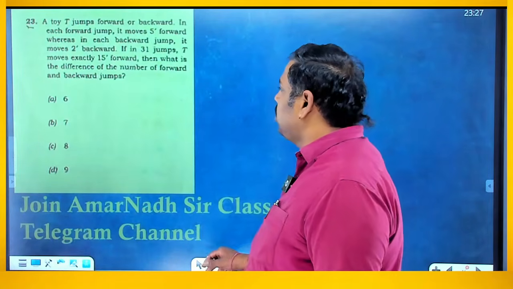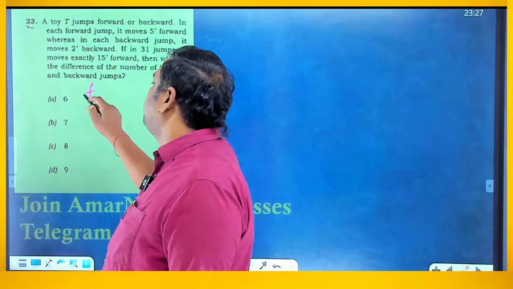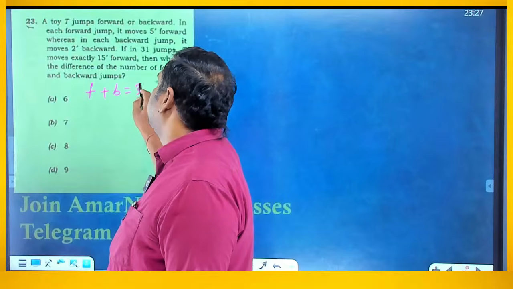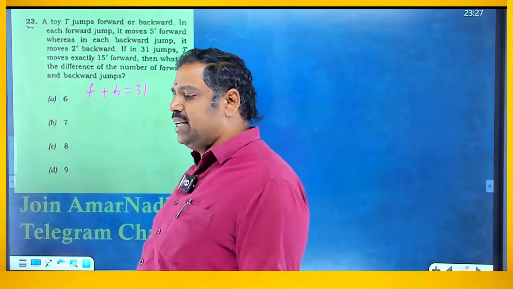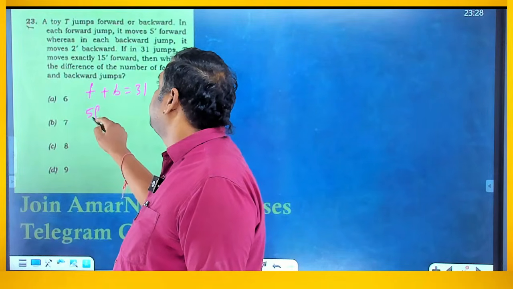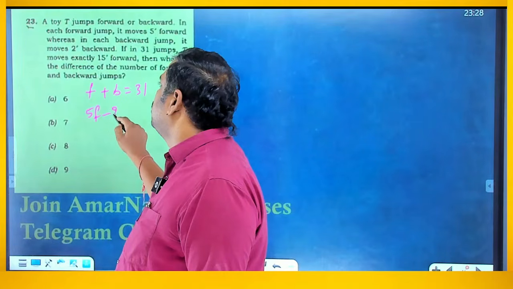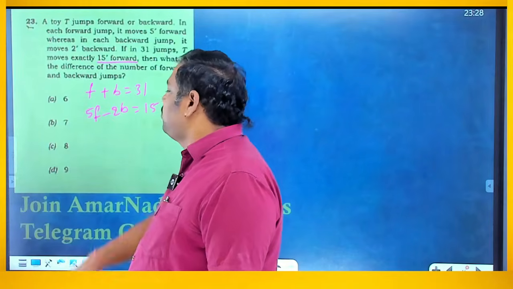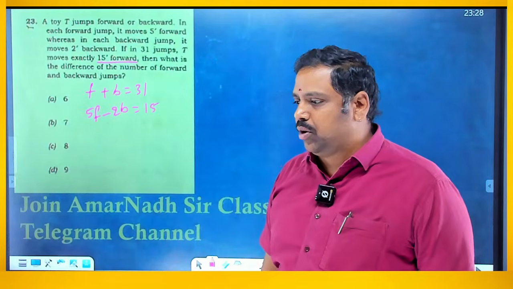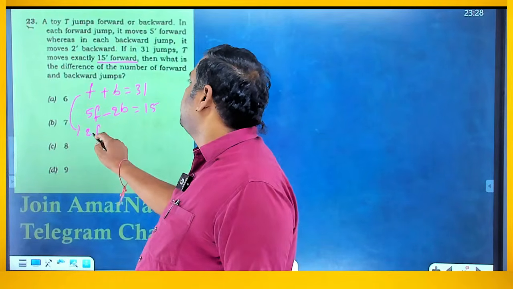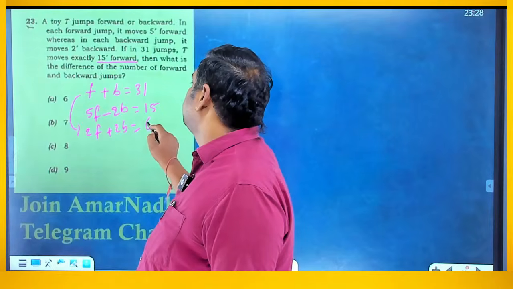Okay. So if you observe, the forward jumps number is F, backward jump number is B, F plus B is 31, right? First equation that you can say. The second equation is, in the forward jump, it runs for 5 steps, that is 5F. In the backward, it comes back, minus 2 only, 2B. This is equal to total how much it has gone forward, 15. Forward means I'm taking positive. Now, if you double it, it will become 2F plus 2B is equal to 62, right?